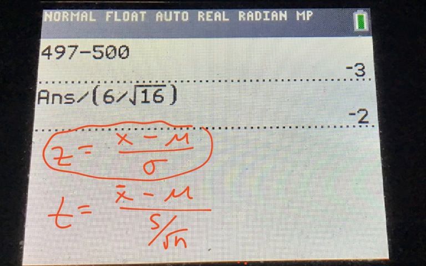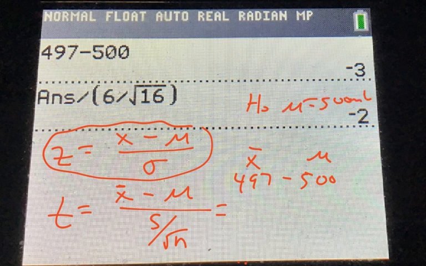So, very similar formula. In our case, we're going to take 497, that was our x bar, minus 500, that was our assumed mu. Remember, H naught would have been mu is actually 500 milliliters. We compare that to see what the difference is. We're going to divide by our standard deviation, 6 divided by the square root of 16.